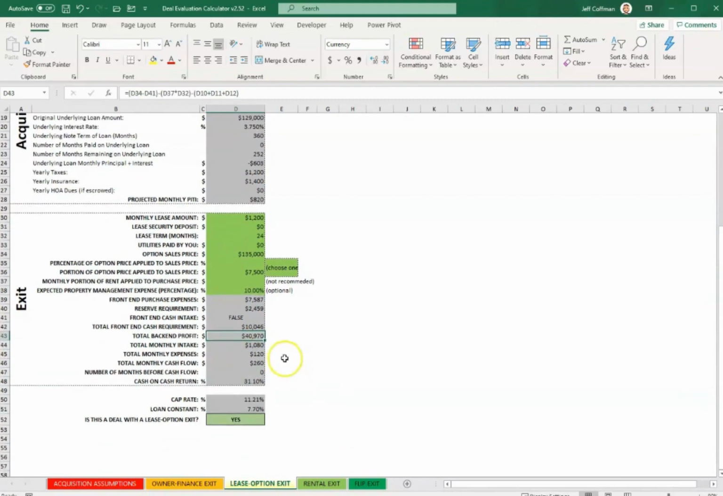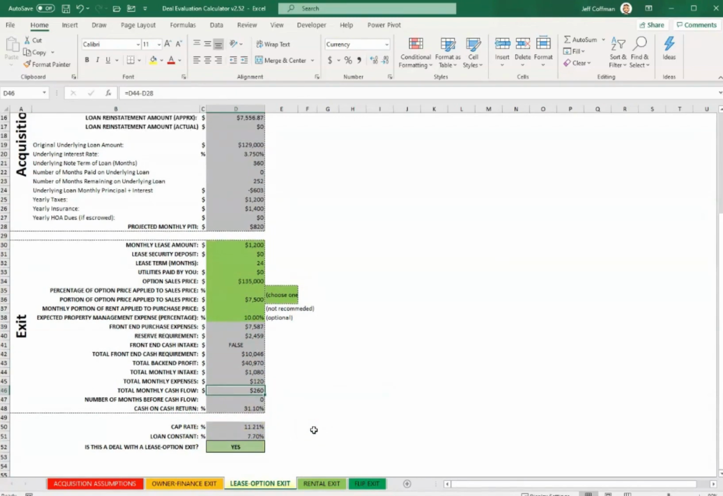Total monthly intake is $1,080. This is going to be your monthly lease amount minus expenses. So this is your total monthly expenses. Your total monthly cash flow on this is $260 per month. Cash on cash return of 31.10%. And again, here's your cap rate and your loan constant. And this is definitely still a deal. If you choose to do a lease option, this would definitely work out for you as well.